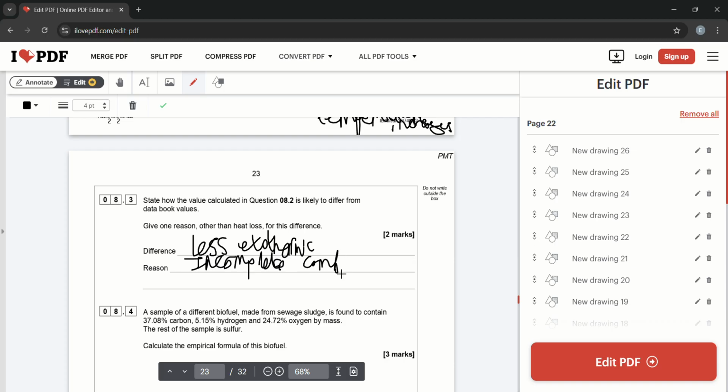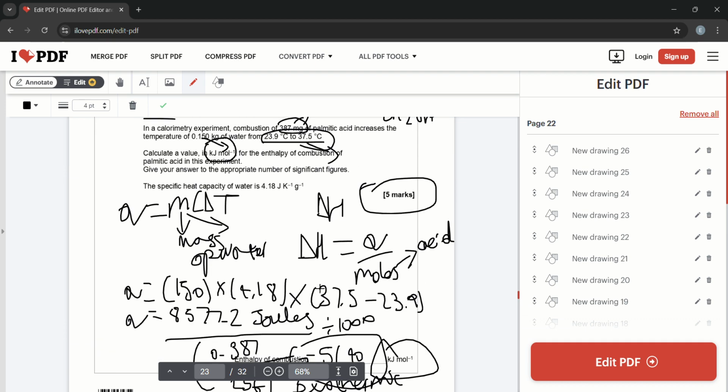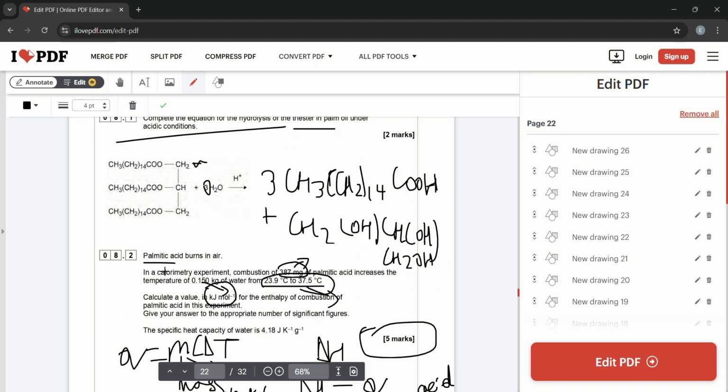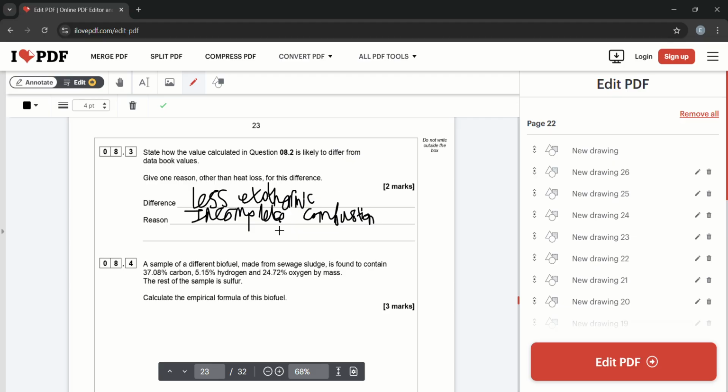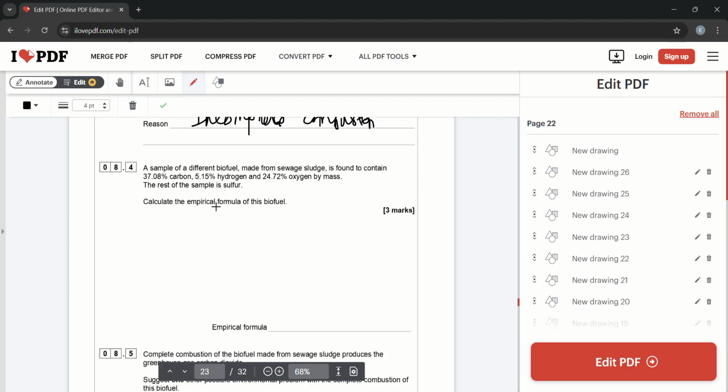I've seen a couple where it's about evaporation of alcohol, they allow that. But in this case, we're not working with alcohol, we're working with an acid. So you can't really apply that to here. So less exothermic, less negative, due to incomplete combustion. And then it says 8.4, calculate empirical formula of this biofuel.